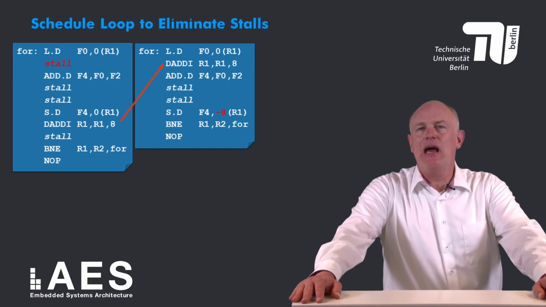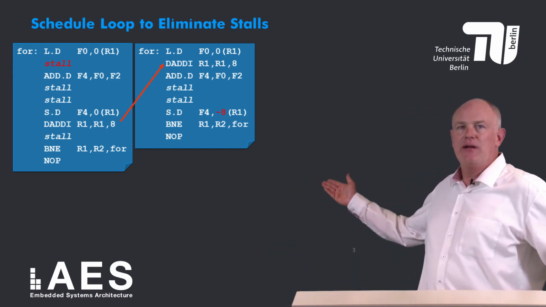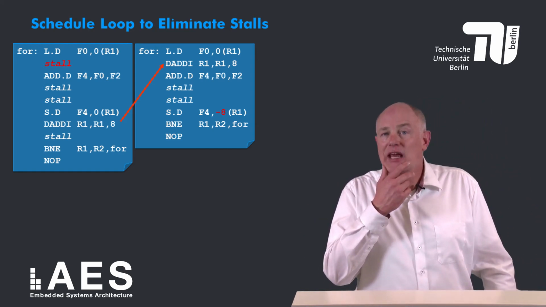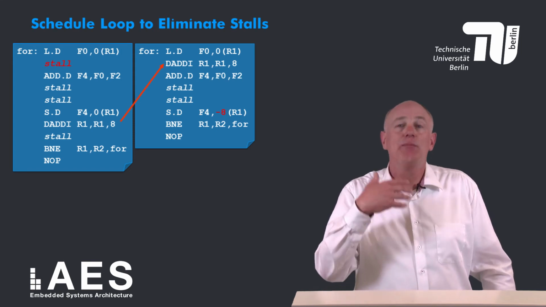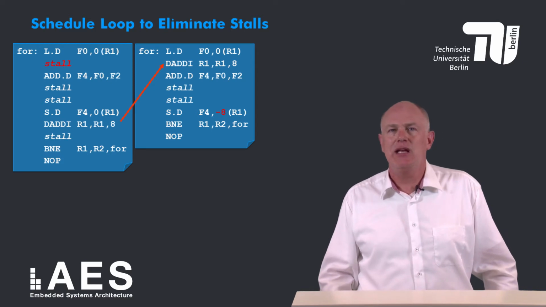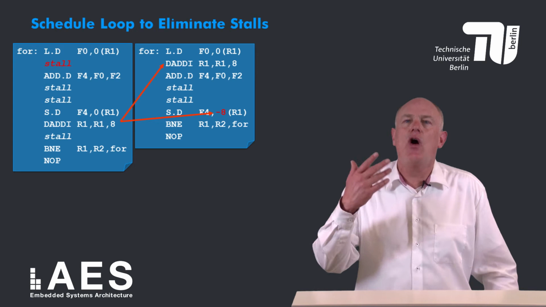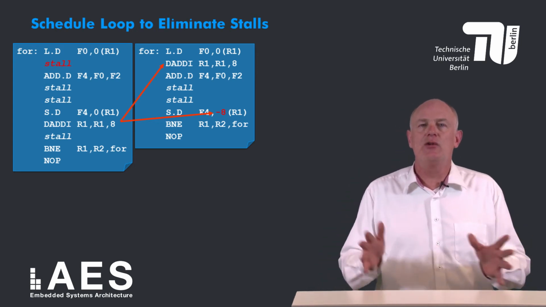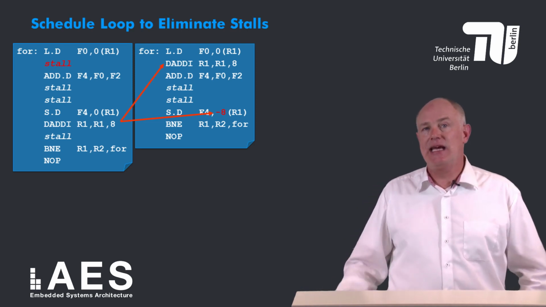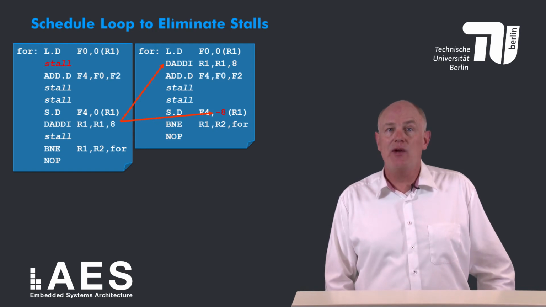The add immediate can be moved up and scheduled between the load and the add double, as shown here. However, not without changes. Now the add immediate instruction is executed before the store double, which uses the result R1 of the add immediate. Therefore, we need to change the offset of the store double from 0 to -8, so that the correct memory address will be used, as indicated by this red arrow. Now only 2 stall cycles remain.